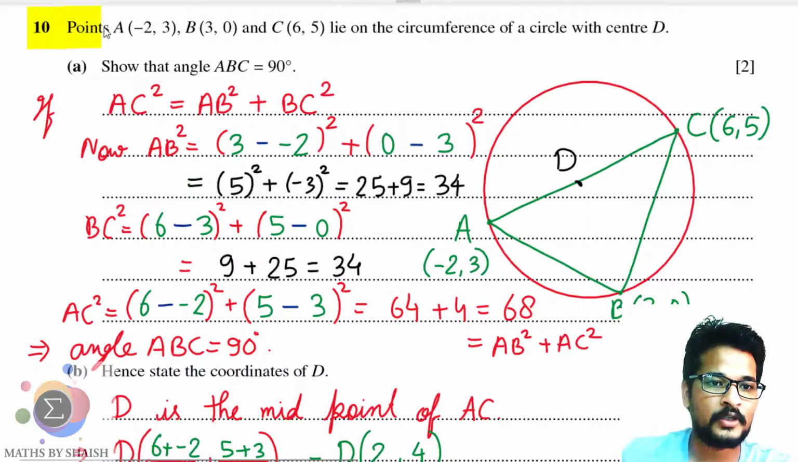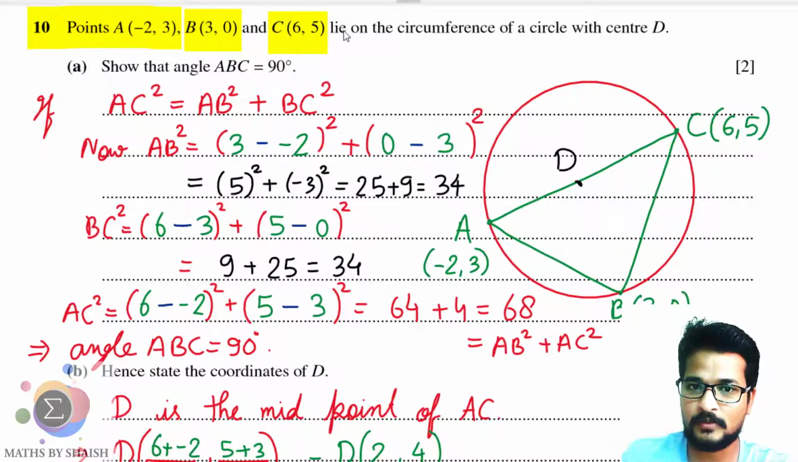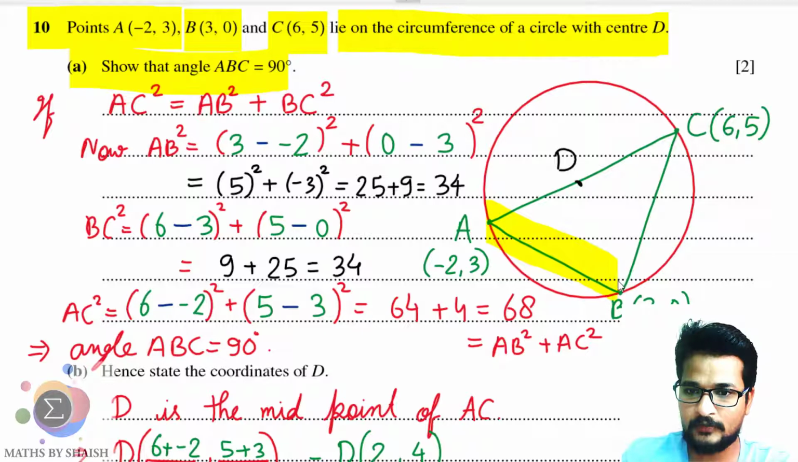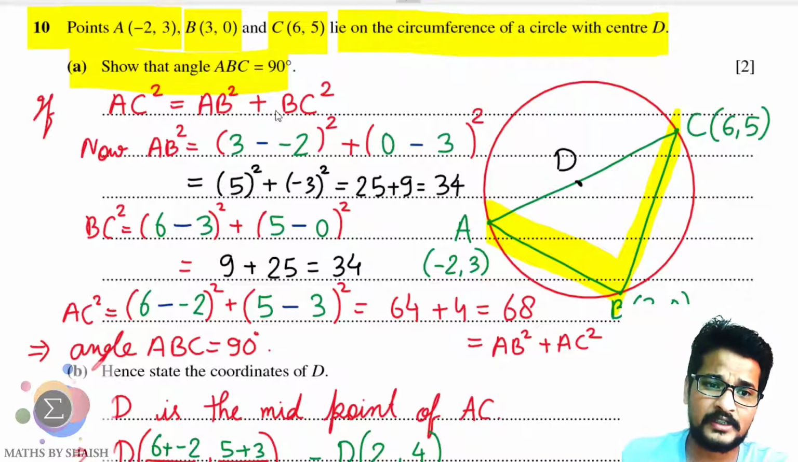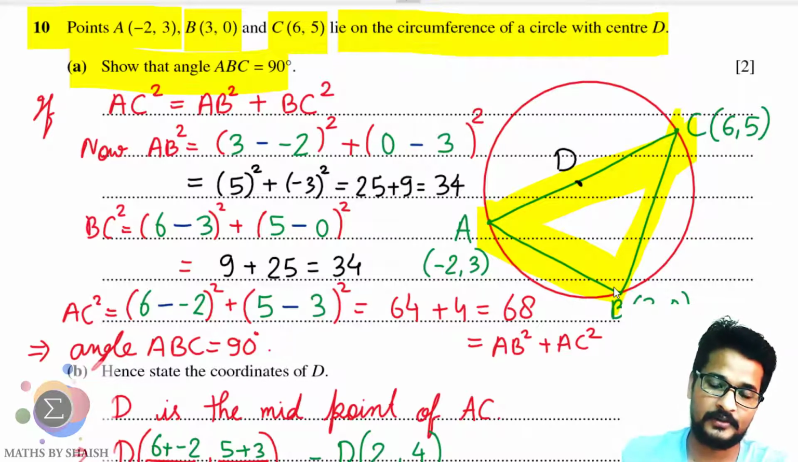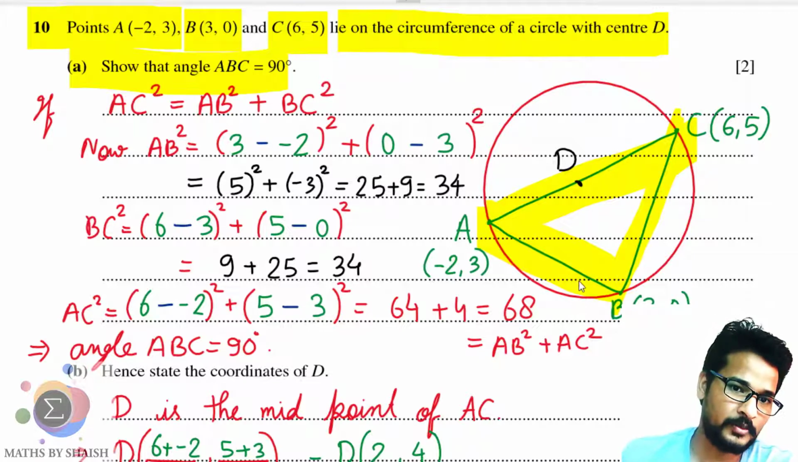Here's the 10th question. Points A as (-2, 3), B as (3, 0), and C as (6, 5) lie on the circumference of the circle with center D. Show that the angle ABC is 90 degrees. We have so many methods. We can talk about the gradient of AB and gradient of BC, and if their product is -1, then it is going to be 90 degrees. Otherwise, we can simply find the AC distance, AB distance, BC distance, and see if they follow the Pythagorean triplet condition, then also it is going to be 90 degrees.